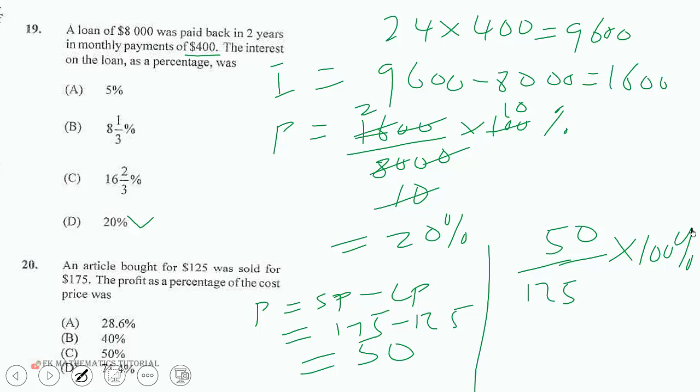So 25 will go into 50 2 times, 25 will go into 125 5 times. So 5 will go into 100. How many times? 20 times. So that will be equal to 40%.